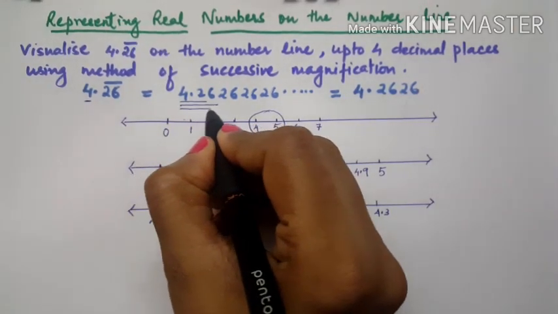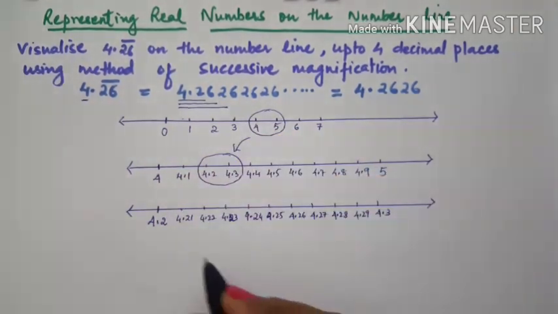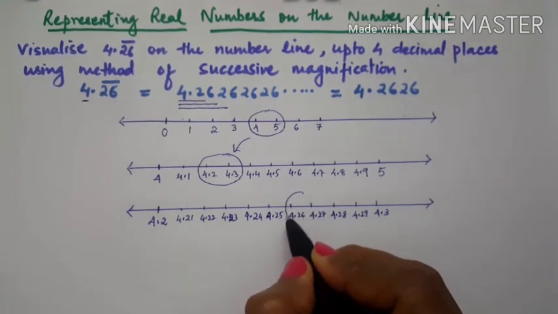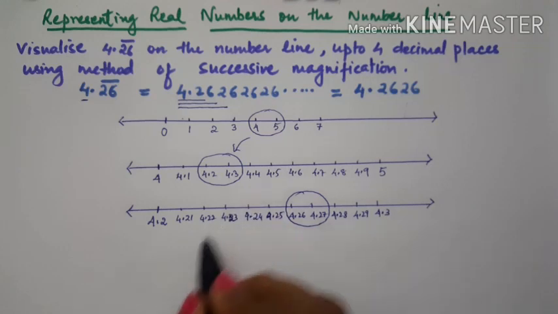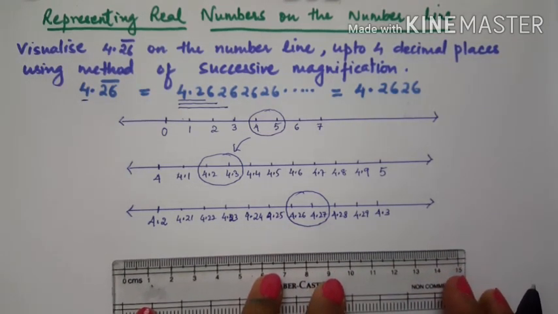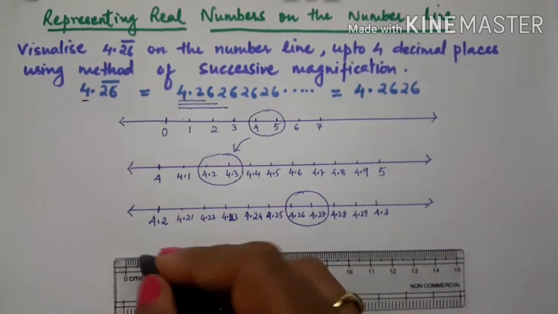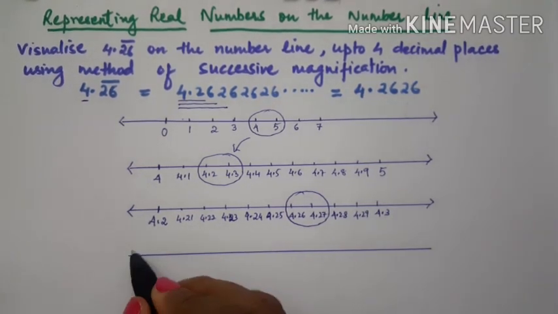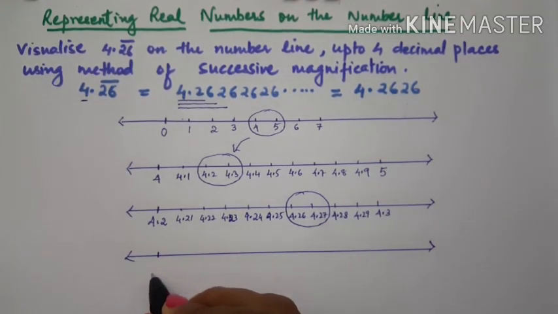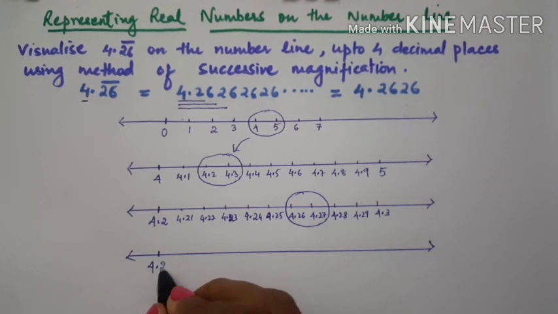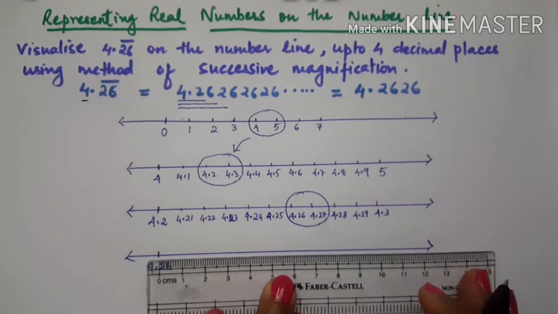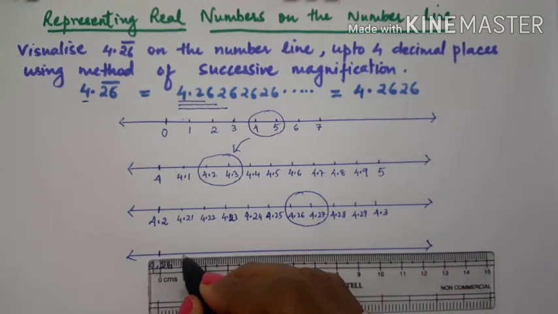Now 4.262 will lie between 4.26 and 4.27. So we will magnify the number line between these 2 points. So draw the number line, mark 4.26 and then mark 10 more points.